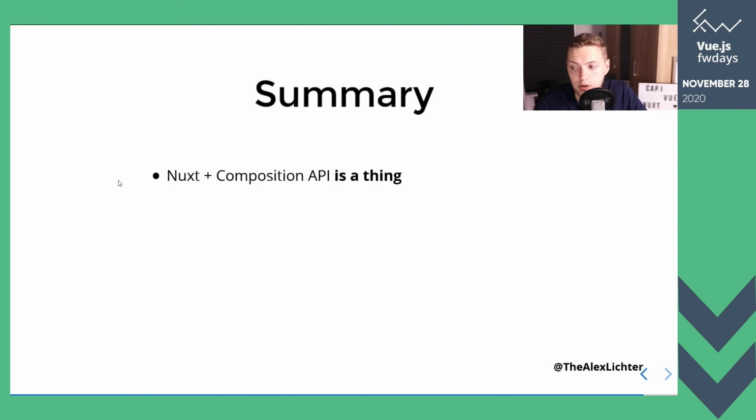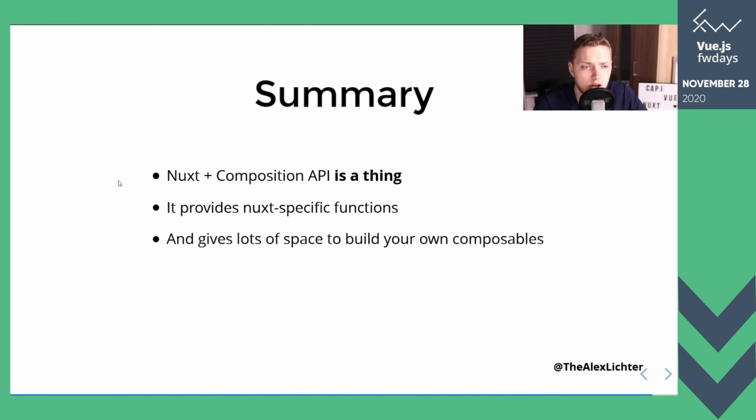So what did we learn? Well, nice. The Nuxt.js composition API is a thing, right? It works. It provides Nuxt-specific functions. You can use the full beauty of the Composition API, and it gives lots of space to build your own composables. So you don't have to use fetch always at the same time. Just build a wrap around that, or maybe even use these low-level blocks to build your own stuff.